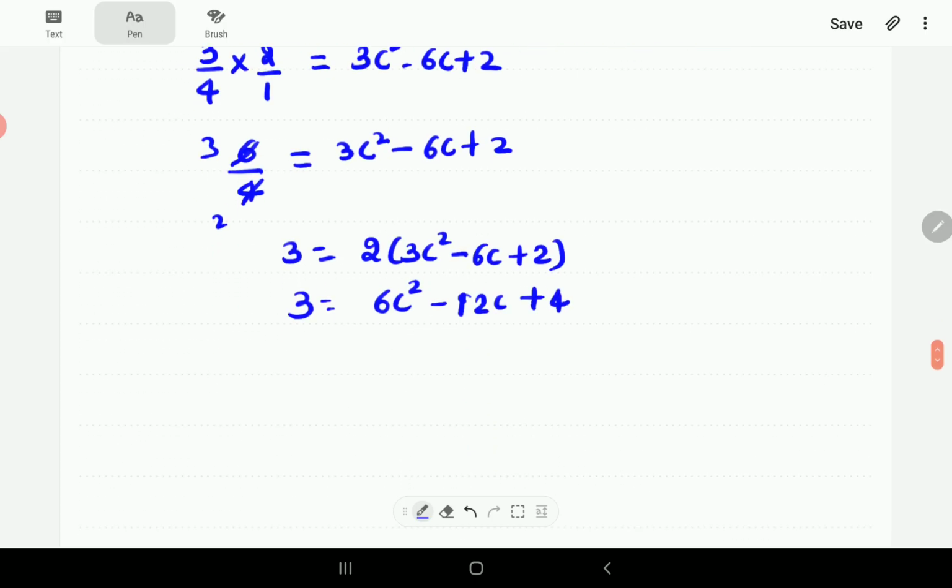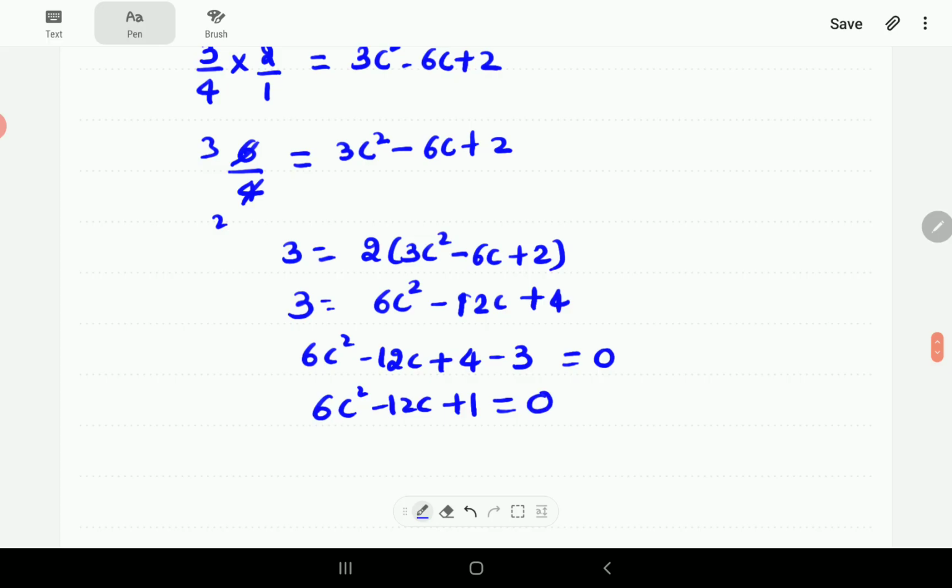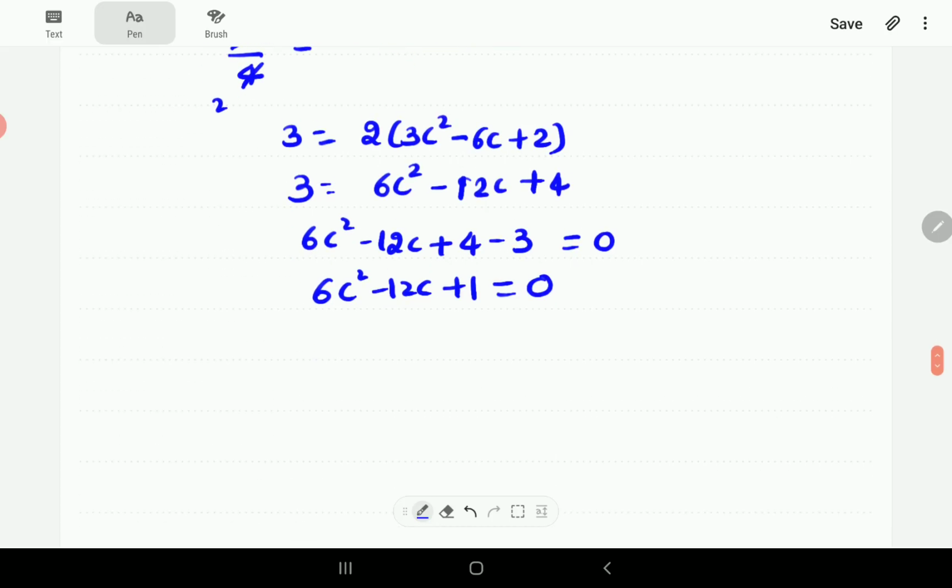Or you can write this as 6c square minus 12c. I'll take this 3 to the other side. It becomes plus 4 minus 3 equal to 0. 6c square minus 12c plus 1 equal to 0. So this is our equation now. Now after multiplication I should get 6, after addition or subtraction I should get 12, which is a bit complicated. So let me use our usual methods. So here our A is 6, B is negative 12, and C is 1.